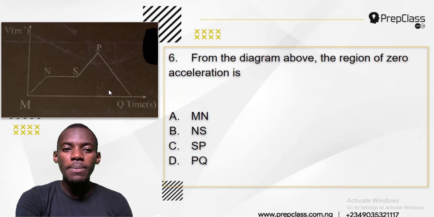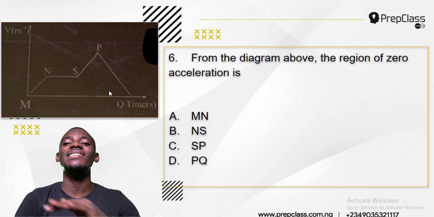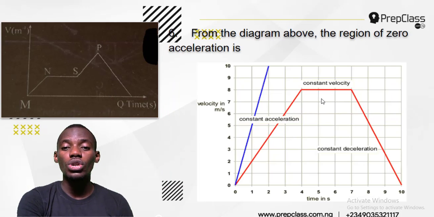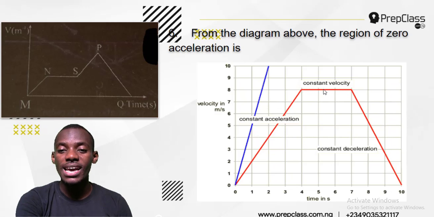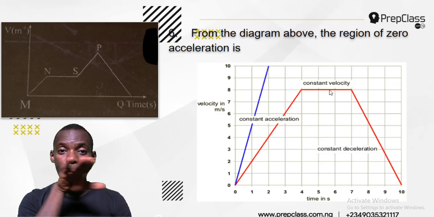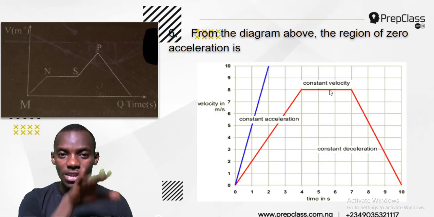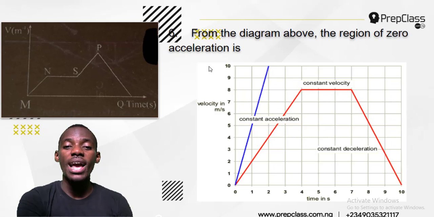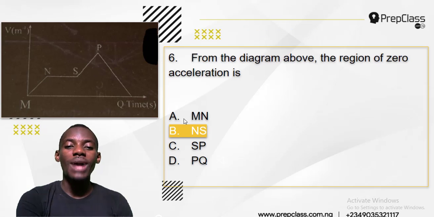So this is the place where it did not accelerate, or it has zero acceleration, where it was not running faster than it should, at the constant velocity point. That's at the constant place here. It is no more going up or down. It is just at the same level, constant. That is zero acceleration. And the answer is just N to S. It happened at NS, and that is the simple answer to the simple question.